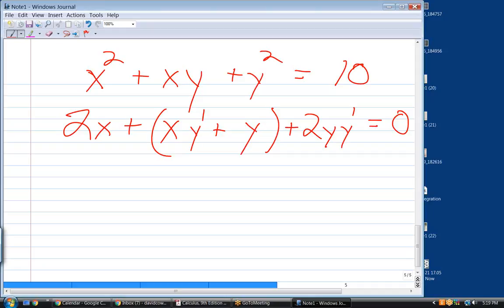prime. So you'd subtract the 2x. The way I like to think about this is I'm going to put every term that has a y prime in it on the left, everything else on the right. Don't need those parentheses. So here are our two terms that have y prime in them. I'm going to leave those on the left.